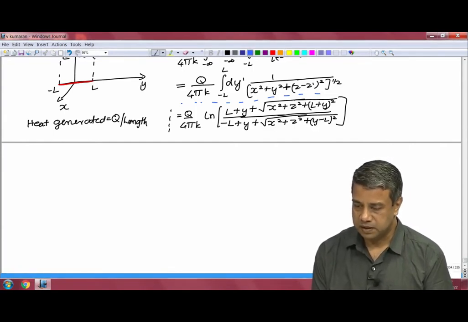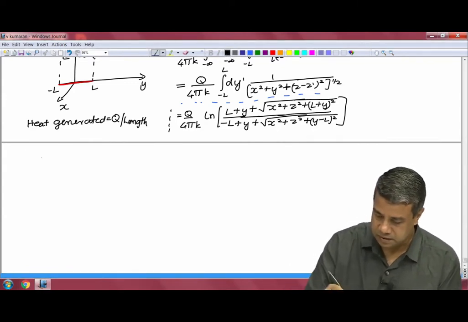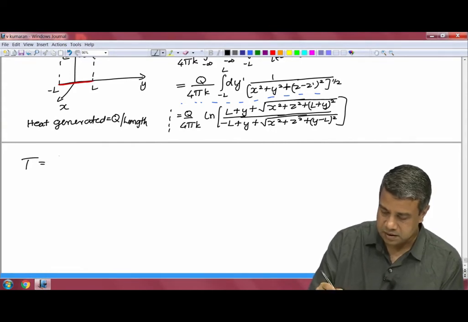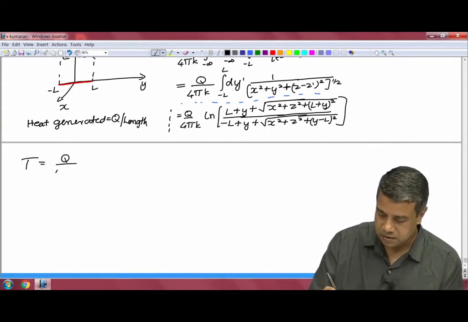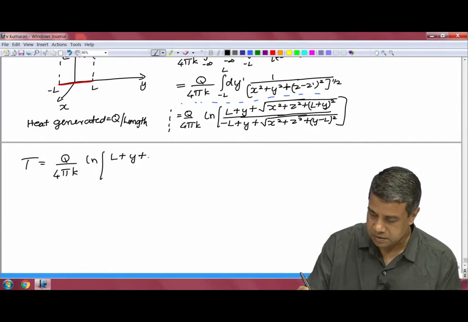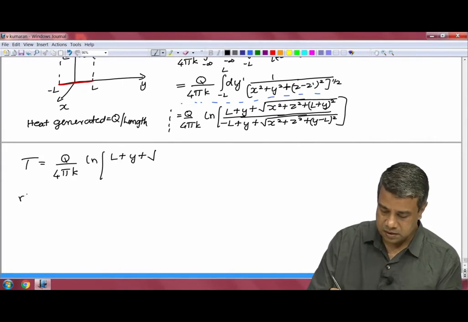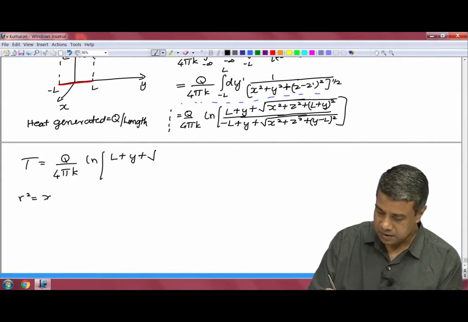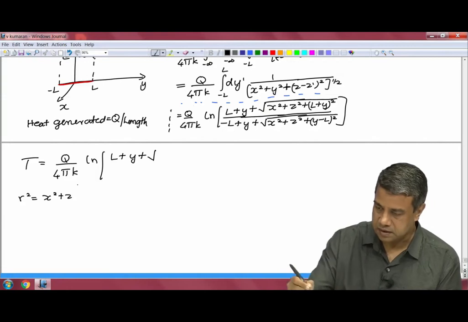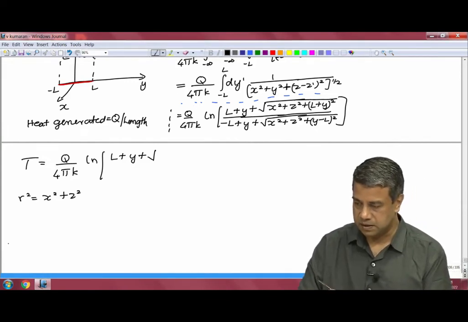I will not go into that, but I will just try to show you what happens for the temperature field. How can we check the consistency of this? Q by 4 pi k, the natural logarithm of L plus y plus root of. I will use the substitution r square is equal to x square plus z square, rather than writing x square plus z square repeatedly.